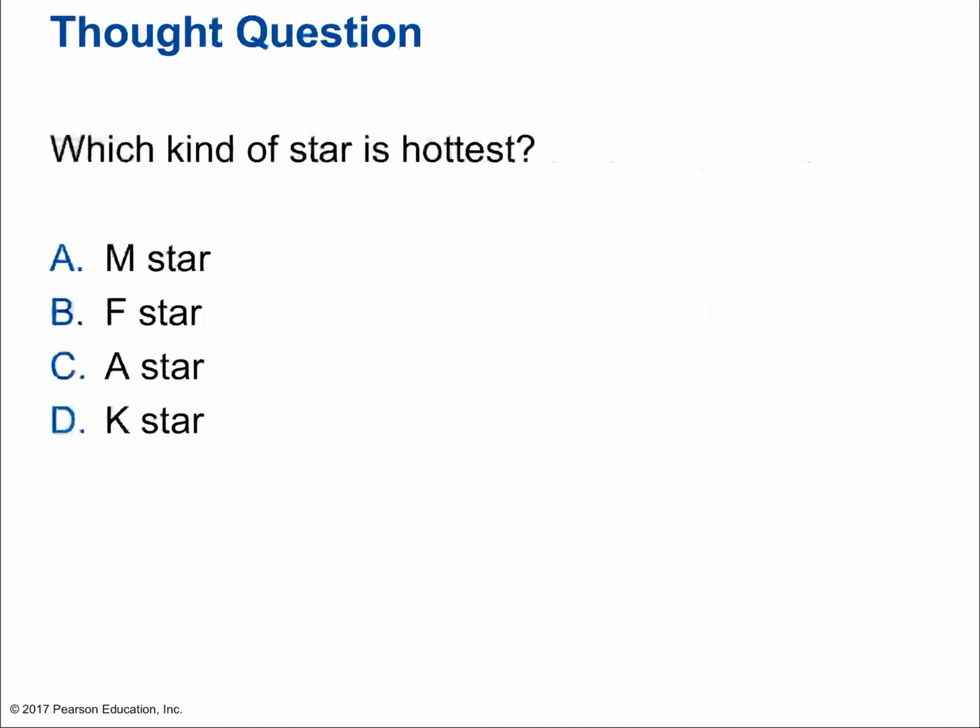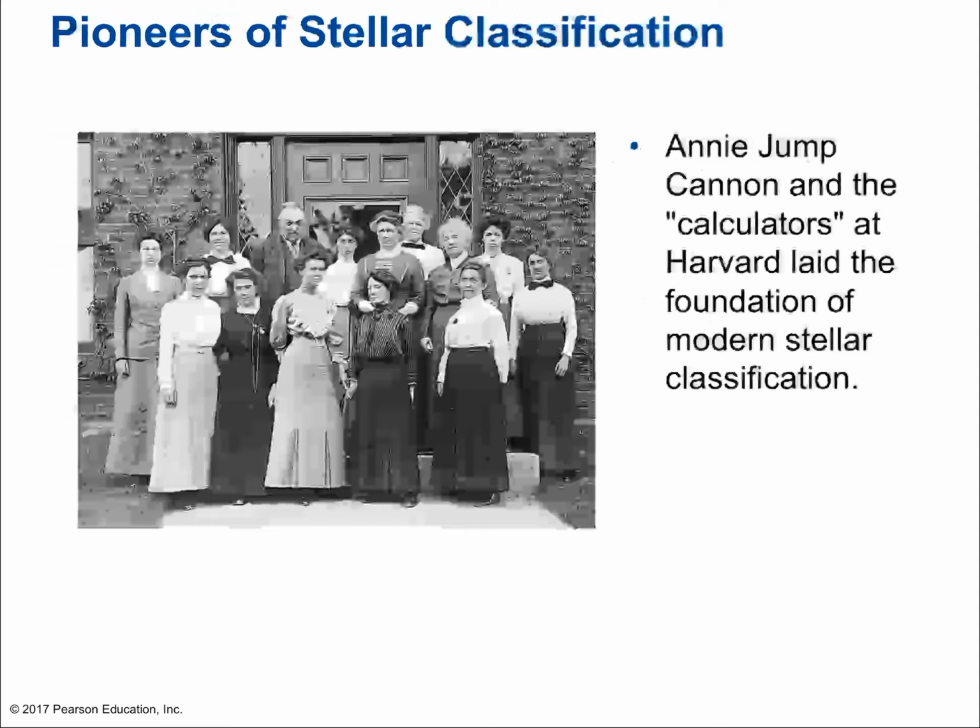So, which kind of star is hottest? Got it? You better got it. Okay. It's A. Of the four options given here, A is the hottest. It's the accepting star. All right. So where do these numbers come from?